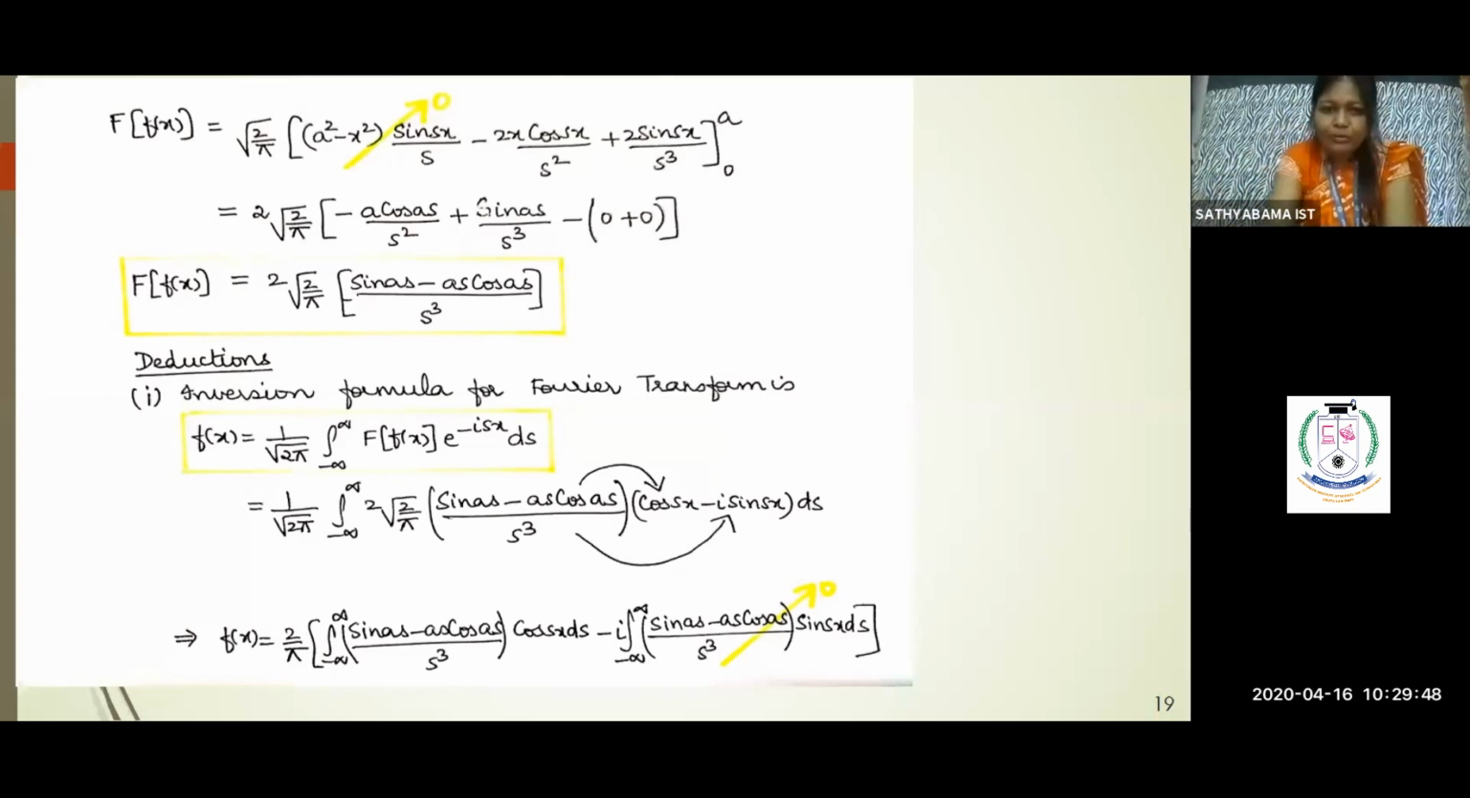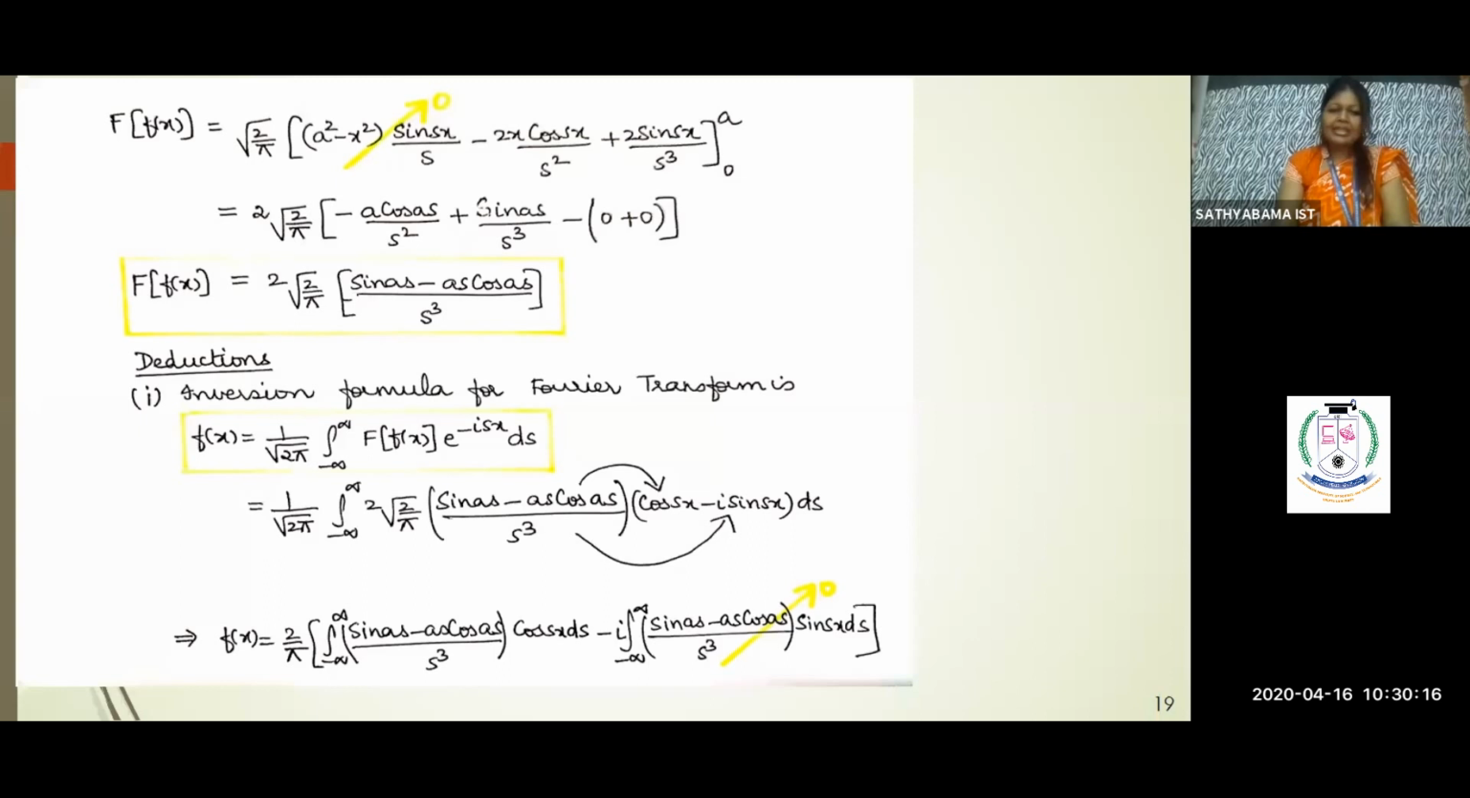Next step, I've simply substituted for the Fourier transform of f of x, sine as minus as cos as by s cube. And what have I done with e power minus isx? I've written it as cos sx minus i sine sx, because e power minus i theta is cos theta minus i sine theta. Then I've done term by term multiplication: multiply sine as minus as cos as by s cube with cos, and then multiply the same term with sine. I split it into two integrals.